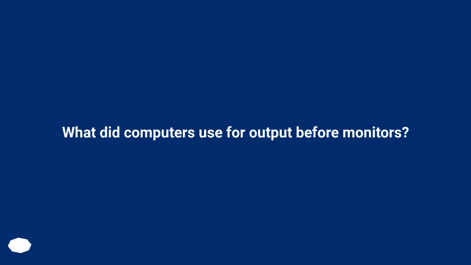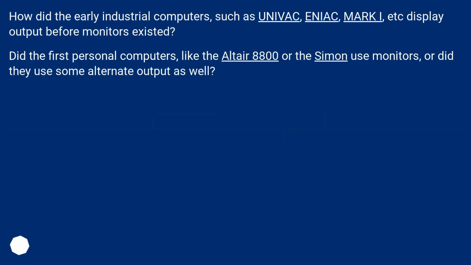What did computers use for output before monitors? How did the early industrial computers, such as UNIVAC, ENIAC, Mark I, etc., display output before monitors existed? Did the first personal computers, like the Altair 8800 or the Simon, use monitors, or did they use some alternate output as well?